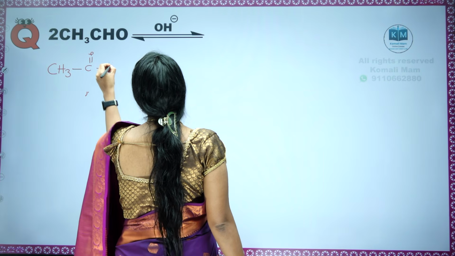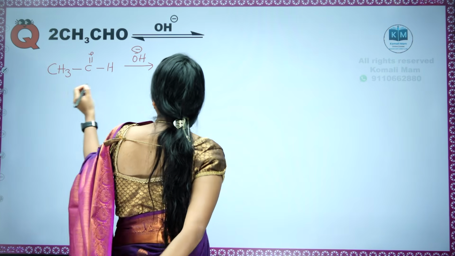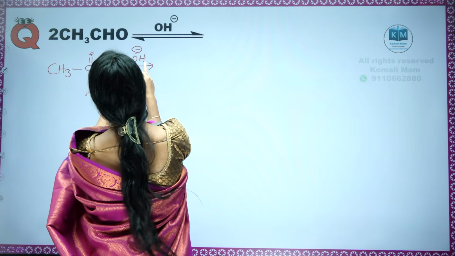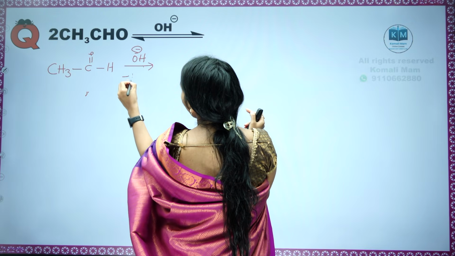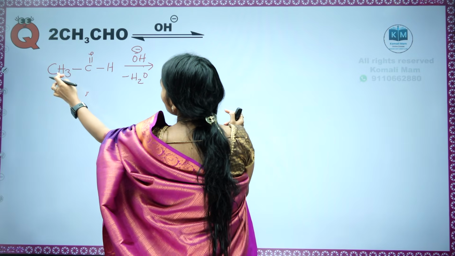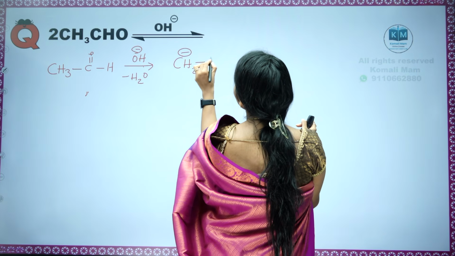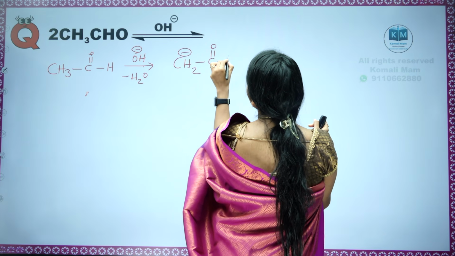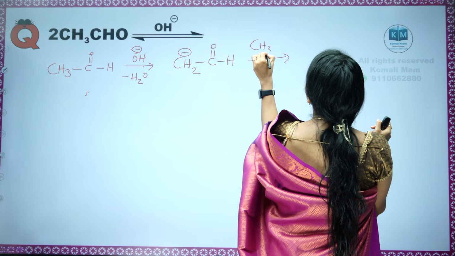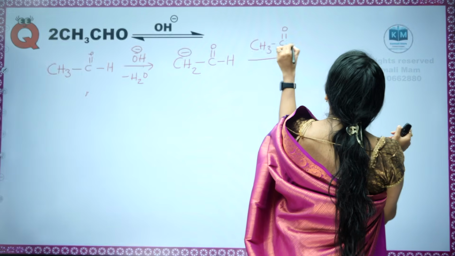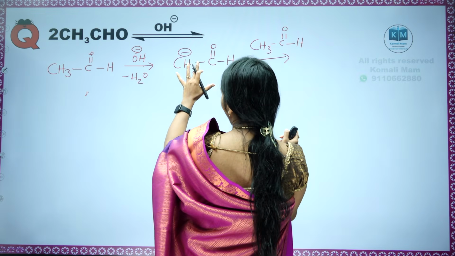I'll teach you. In the presence of OH minus, what will happen? First, this OH minus goes and abstracts one of the H plus from this aldehyde, so both go out as H2O. Once H plus goes out, it results in the formation of CH2 minus, C double bond OH. This is called carbanion. This carbanion goes and attacks another aldehyde. Two molecules are reacting, right? So first a carbanion is formed.